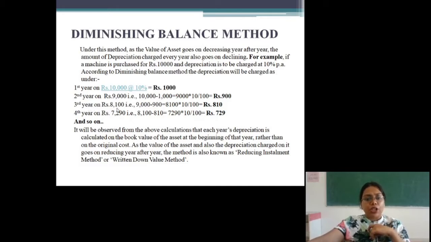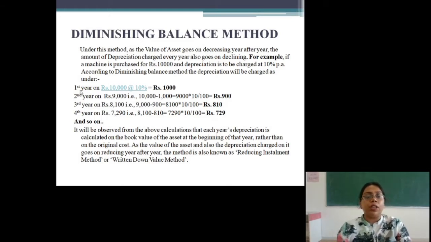Again in the third year, the amount will be charged on 8,100. How did this 8,100 come? 9,000 minus 900 is 8,100. So the cost of machinery for the third year will be 8,100. 10% of 8,100 will be 810, and in the fourth year the cost of the asset will be 8,100 minus 810, that is rupees 7,290, and 10% of 7,290 will be 729, and so on.